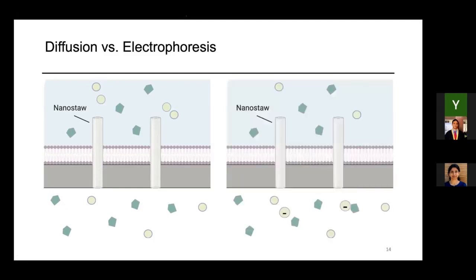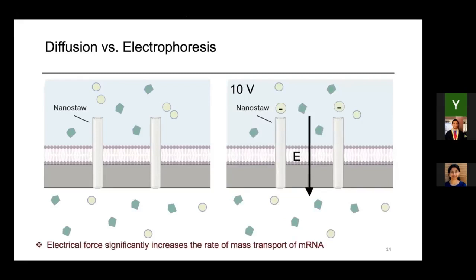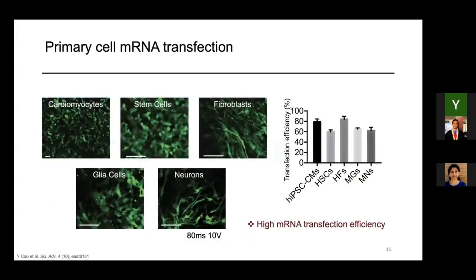What we did is just add a really weak voltage potential, about 10 volts, across the straw to electrically drive the charged molecule into the cell. We also did a simple calculation for a typical highly negatively charged molecule like mRNA. The electrically driven mass transport is more than 100 times faster than it is through the random walk mechanism.